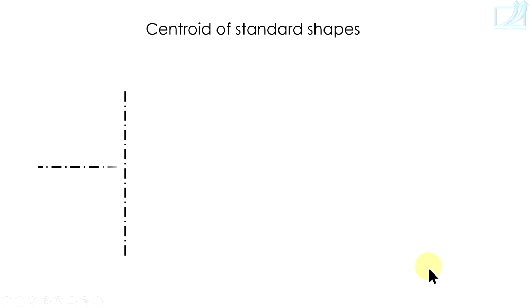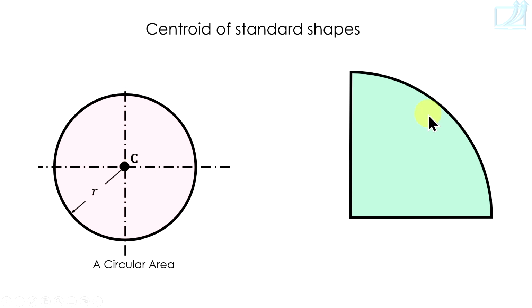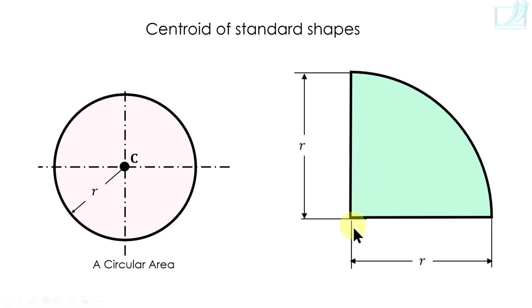Now circle is a standard shape, and as you know that centroid is geometrical center of a shape. The center C of the circle is nothing but its centroid. Simple. Now quarter-circular area. R is a radius of this quarter-circular area. A radius at the boundary, and here is also a radius at the boundary.